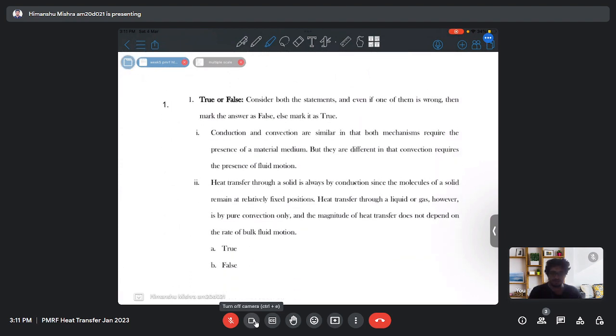The first question is a true and false type of question. The first statement says that conduction and convection are similar in that both mechanisms require the presence of a material medium, but they are different in that convection requires the presence of fluid motion. So is it correct?